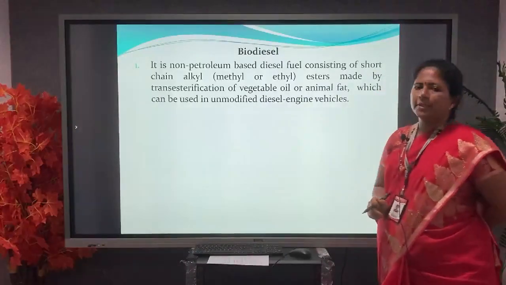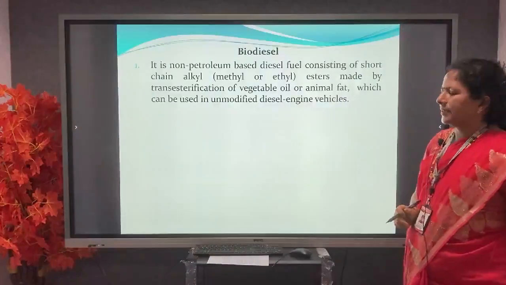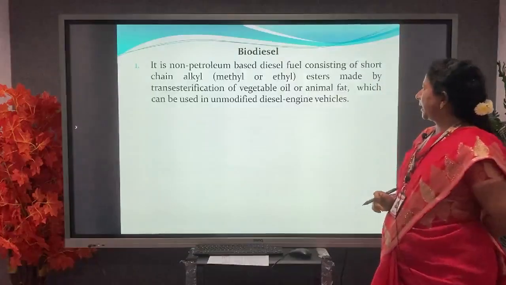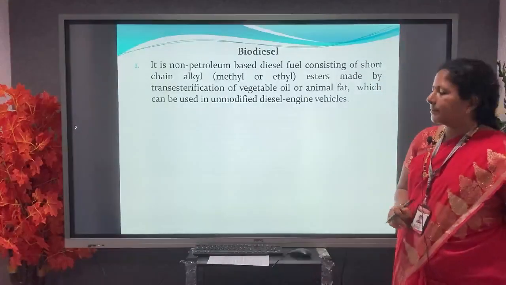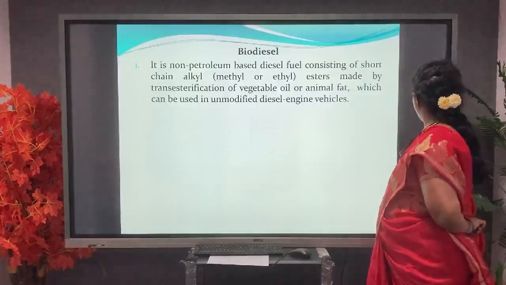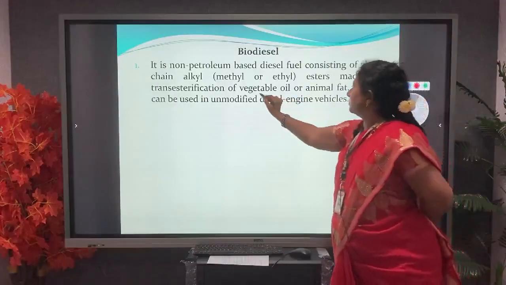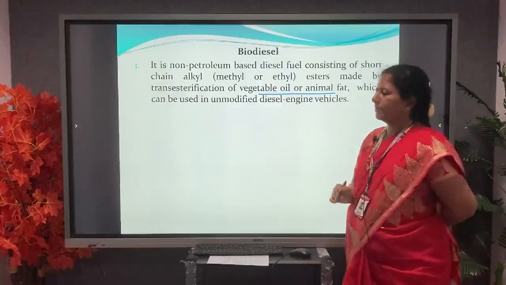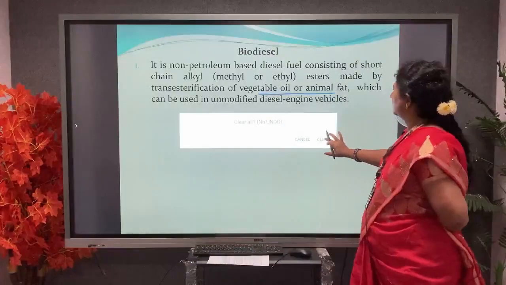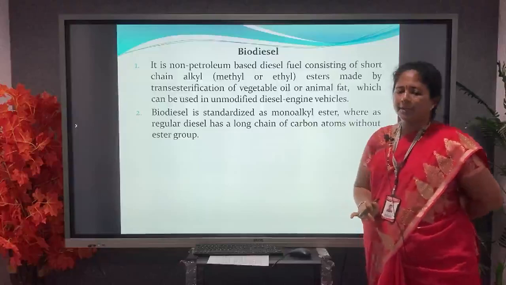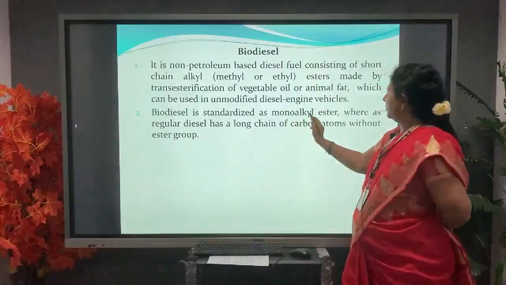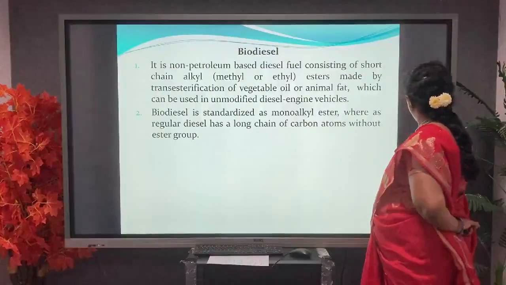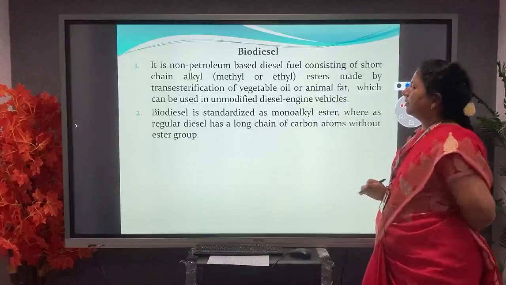Biodiesel is a non-petroleum based diesel fuel consisting of short chain alkyl, methyl or ethyl esters, made by trans-esterification of vegetable or animal fat, which can be used in unmodified diesel engine vehicles. Biodiesel is standardized as monoalkyl ester, whereas regular diesel has long chain carbon atoms without ester group.